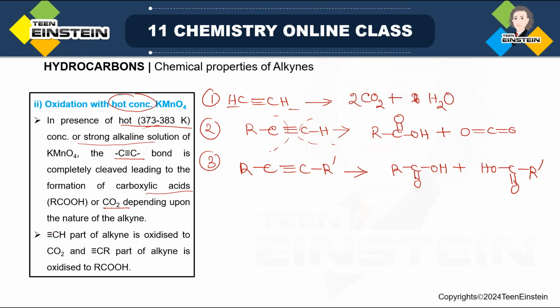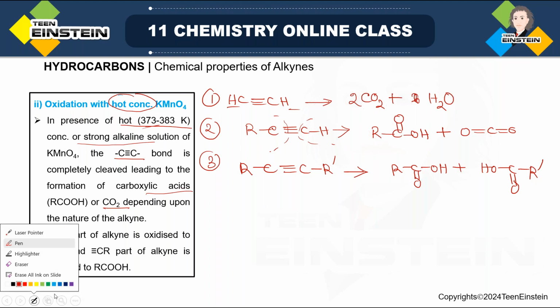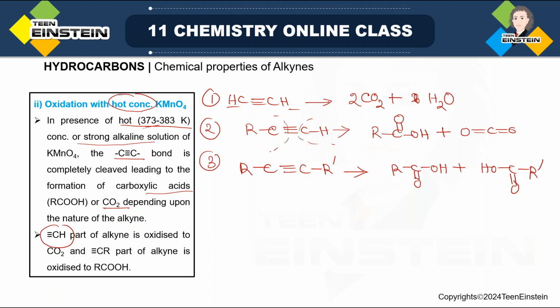R will be there. So this C triple bond CH part is oxidized to CO2. So that you have already seen here. It is oxidized to CO2. So both sides here are oxidized to CO2. And the triple bond CR part of the alkyne is oxidized to CO2H, that is RCO2H. Okay. So this is the difference between hot concentrated KMnO4 and dilute cold KMnO4.